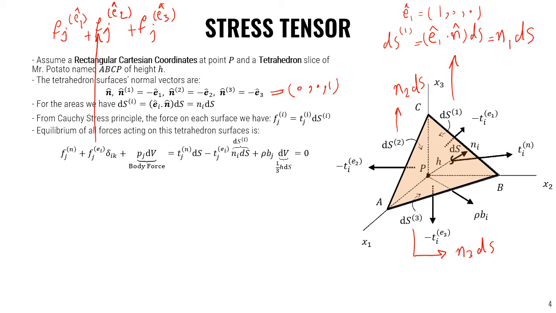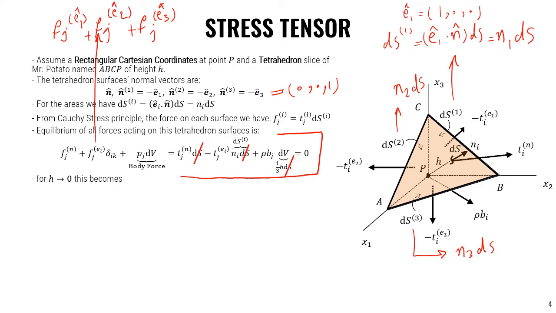If we use the Cauchy stress principle, we get T_j of n ds minus T_j of e_i ds_i, which we already see that it becomes n_i ds, plus the density rho B_j, the body force per unit mass, dV, the volume of the tetrahedron, which is 1/3 of h ds, equal to 0. You may notice that ds is common between all the terms, so we can cancel that out. From this equation, we can find the elements of the stress tensor.